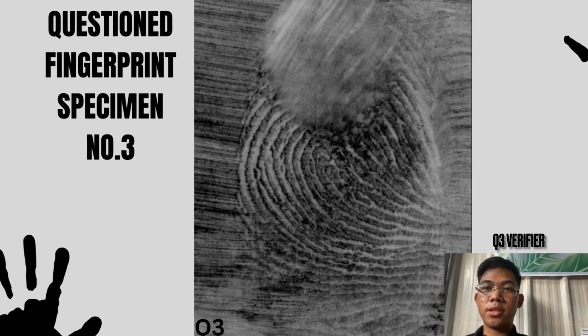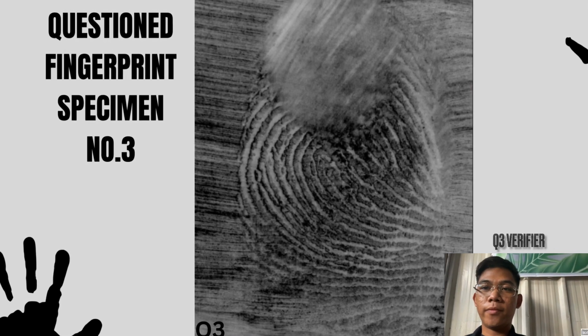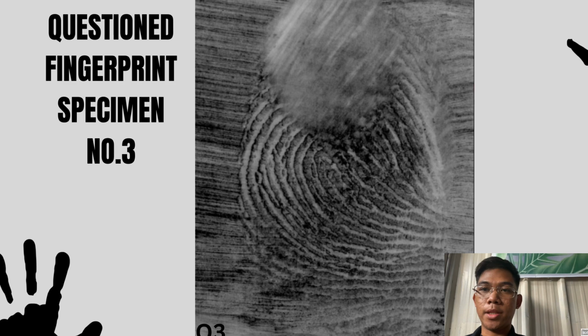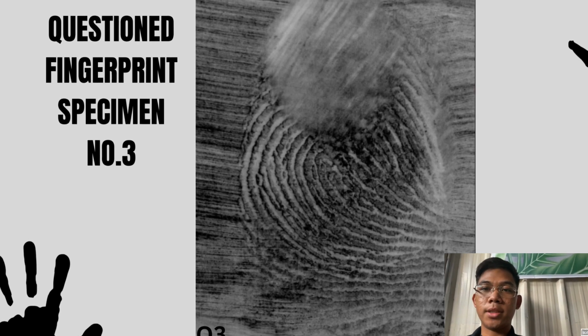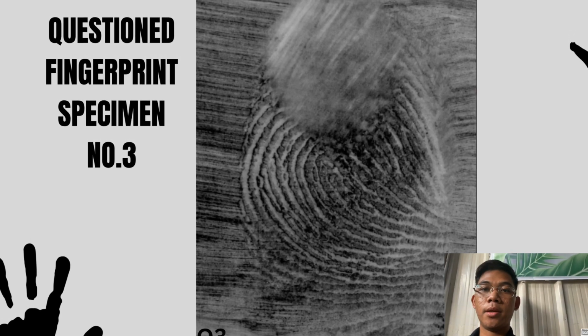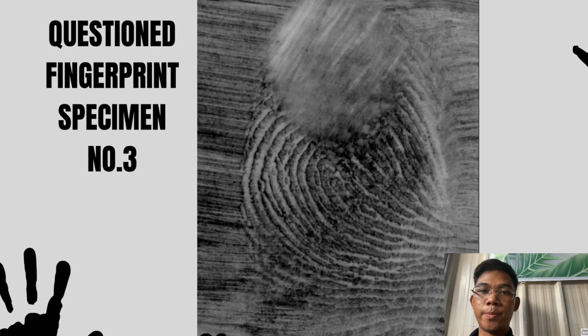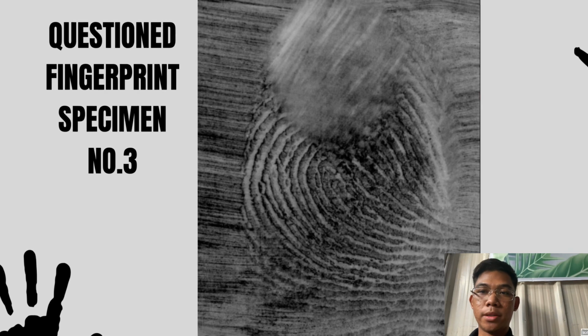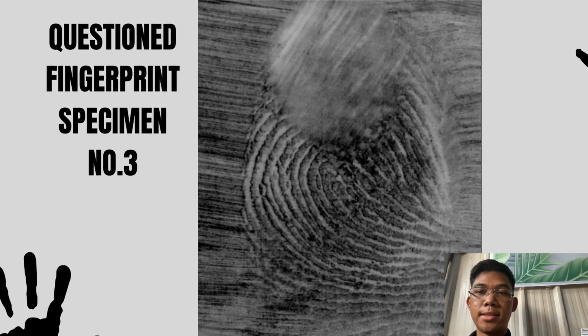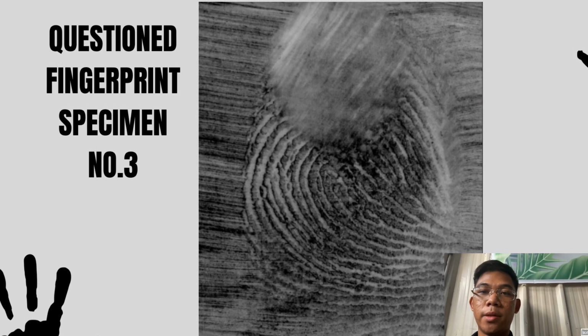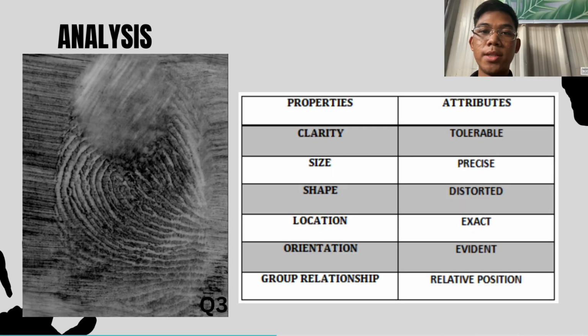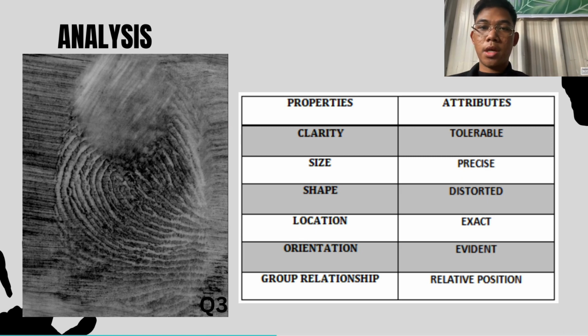Hello, my name is John Reynald Magbano, and I am the verifier of the fingerprint specimen labeled as Q3, compared to the standard fingerprint of Matilde Mokang Asuncion. Upon verifying the examined prints, I will be using the ACE-V method, and it stands for Analysis, Comparison, Evaluation, and Verification. I will start on the analysis, which has different properties such as clarity, size, shape, location, orientation, and group relationship.